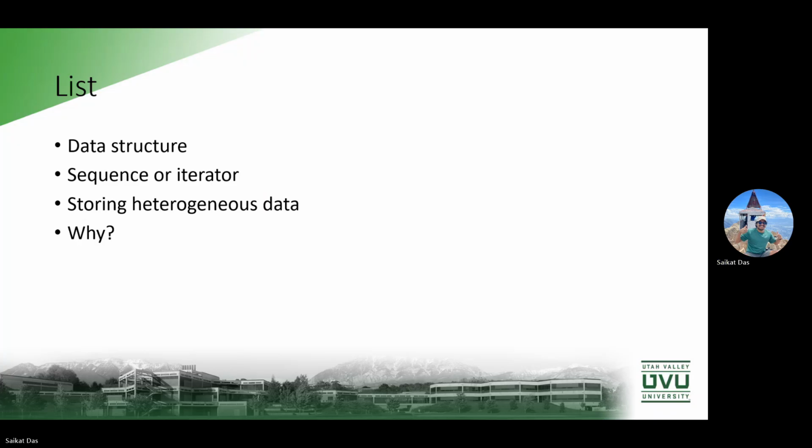Why heterogeneous data? Sometimes we need to collect different types of data. For example, student name and student ID. Student ID is numerical data, but name is string data. Grade can be numerical data. Whether present or not may be Boolean data. So we can add various data inside one data structure, like a student.